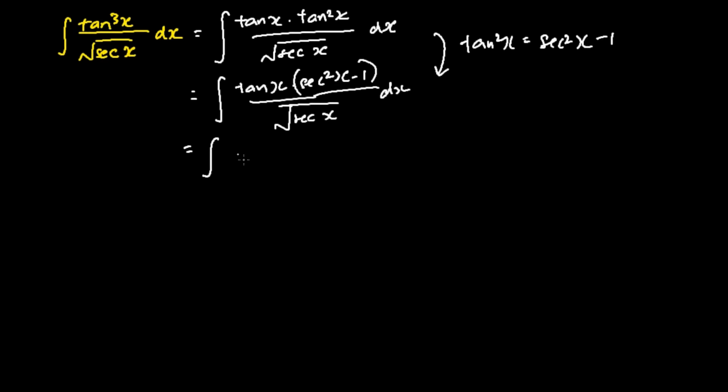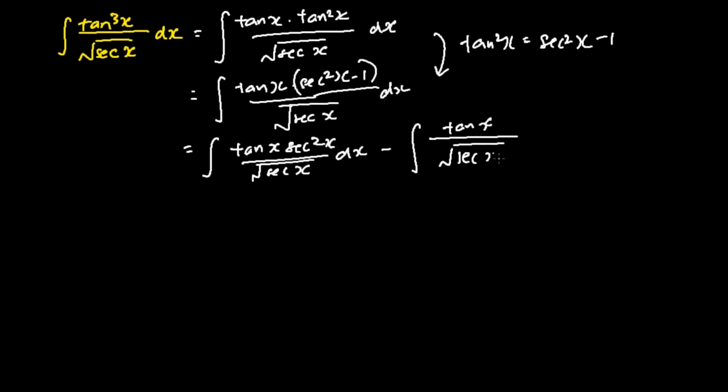The first integral will be the integral of tangent x secant square x over square root of secant x dx, and my second integral will be the integral of tangent x over square root of secant x dx. We will first work with the first integral, which is the integral of tangent x secant square x over square root of secant x dx.